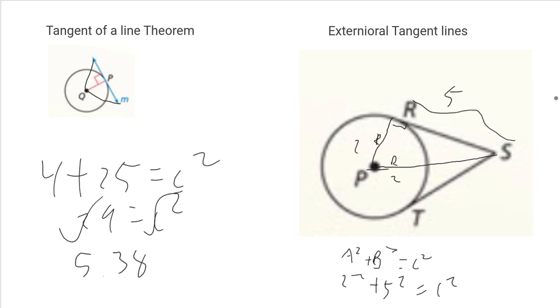5.38. So this whole side is 5.38. But I knew the radius was 2, so I subtract 2. So 3.38 is the section from the circle to S.